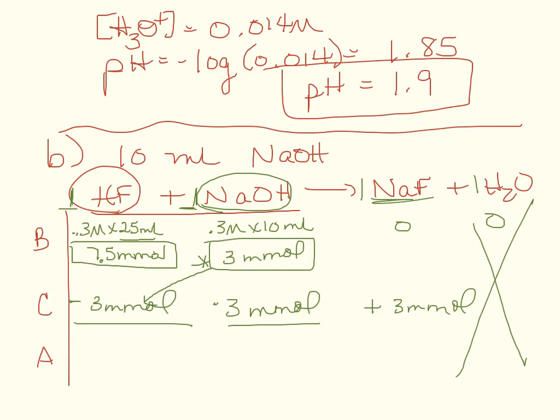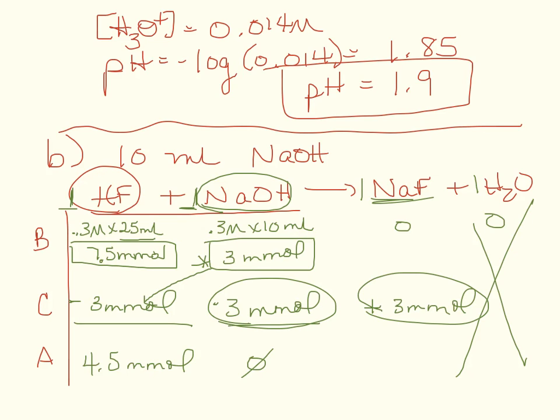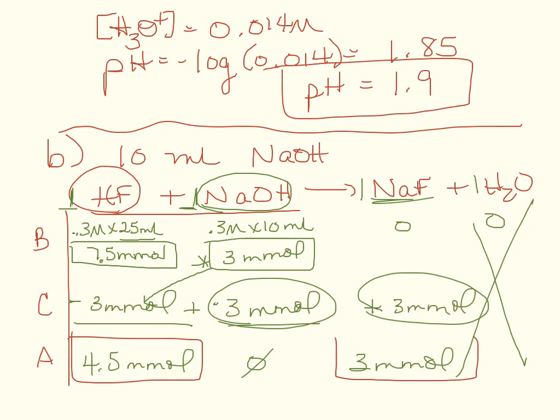So what are our final mole values going to be? 7.5 minus 3. There are going to be 4.5 millimoles of hydrofluoric acid left. Sodium hydroxide will have completely reacted. It's a strong base. And what have we formed with this 3 millimoles of sodium hydroxide reacting? We have formed 3 millimoles of the salt, sodium fluoride. So here are our final mole values. And what you want to do with that is plug into Henderson-Hasselbalch.